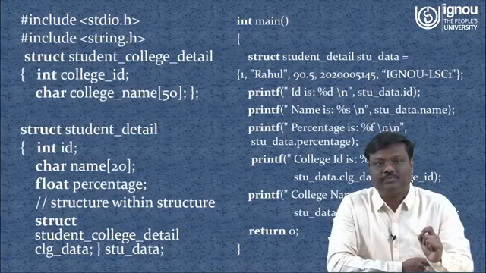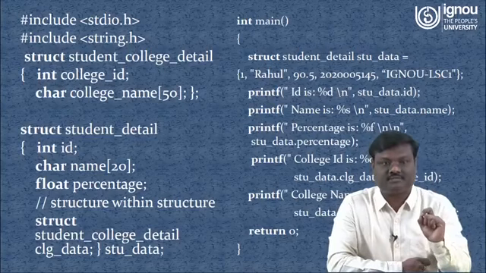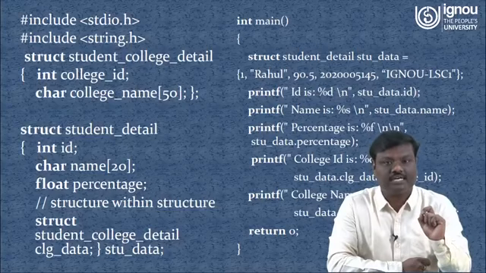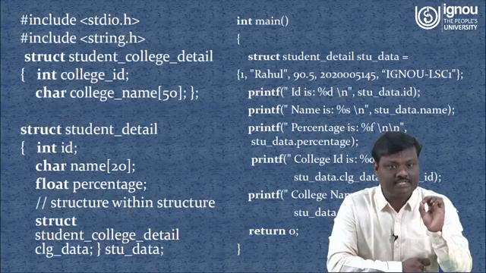Then comes the fourth member. The fourth member itself is a structure. So whenever you call that structure student_college_detail, it consists of two items. What are they? One is college_id and the other is college_name.